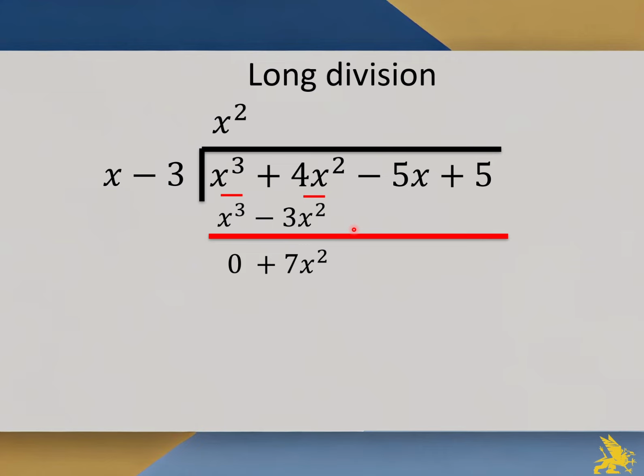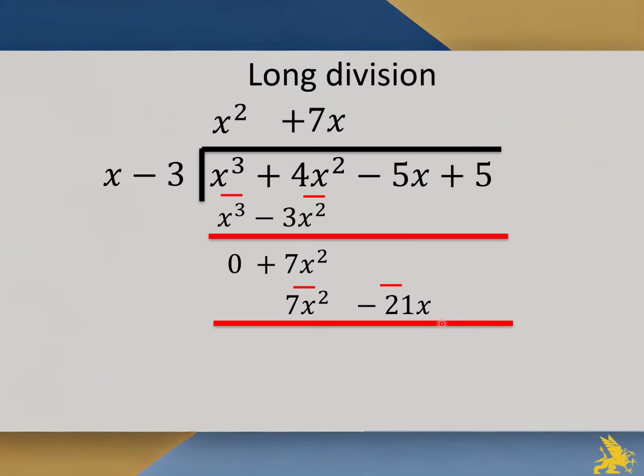The next part is I then look at 7x squared, and I go 7x squared divided by x gives me 7x. I go the opposite way. 7x times x is 7x squared, and 7x times negative 3 is negative 21x. I take that away. So that means this is cancelled out and gives me 0. And I've got negative 5x plus this 21x, and that gives me 16x.